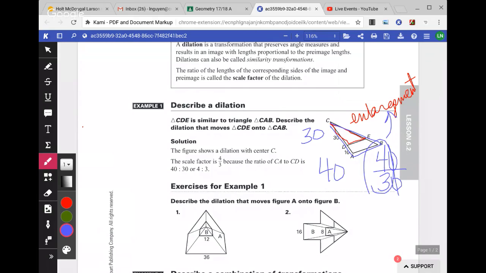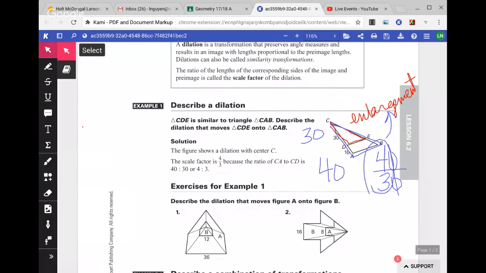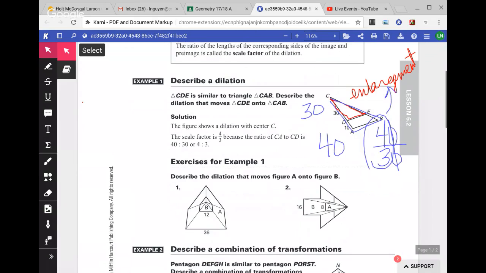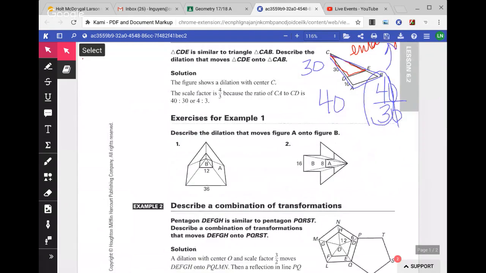That's how you knew you needed to add them, because you needed the whole side, CA, of that larger triangle. And then the way you knew which one to put on top is because it was enlargement. So you put the larger number on top. The ones that I gave you the answer to, the exercises, you're not adding pieces together.